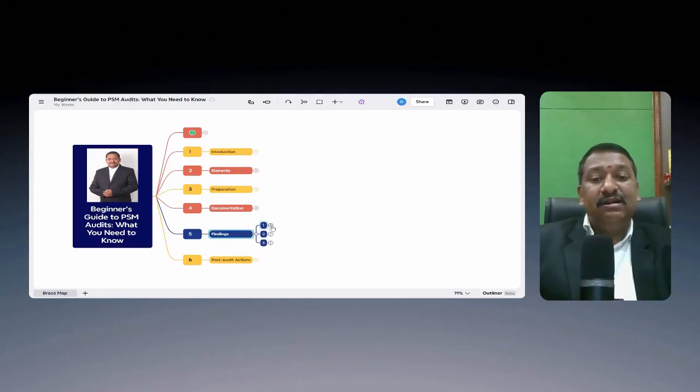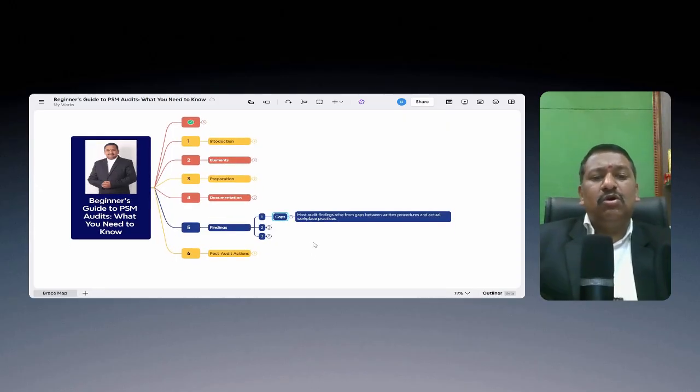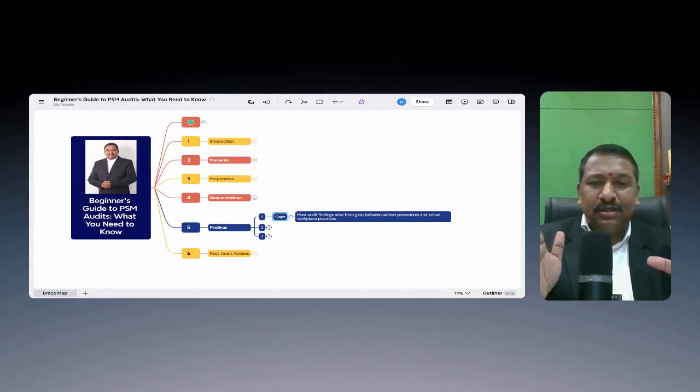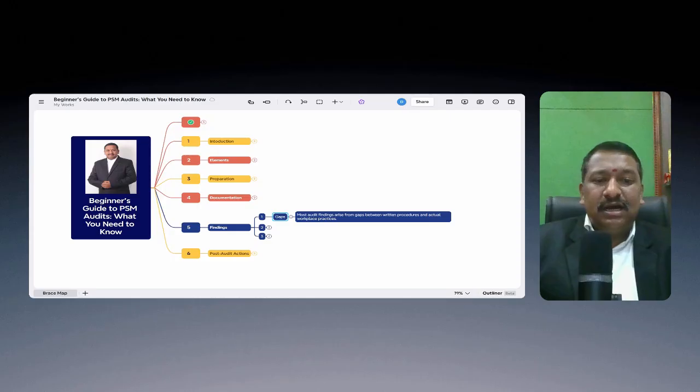Then the findings related to the PSM audit, starting with gap findings. Most audit findings arise from gaps between the written procedures and actual workplace practices. Means, what guidelines are given in the written procedures? If a procedure is given, and when the auditors interact with the operators the operator describes a different process, then it is understood that there is a gap between the written procedures and actual workplace practices.